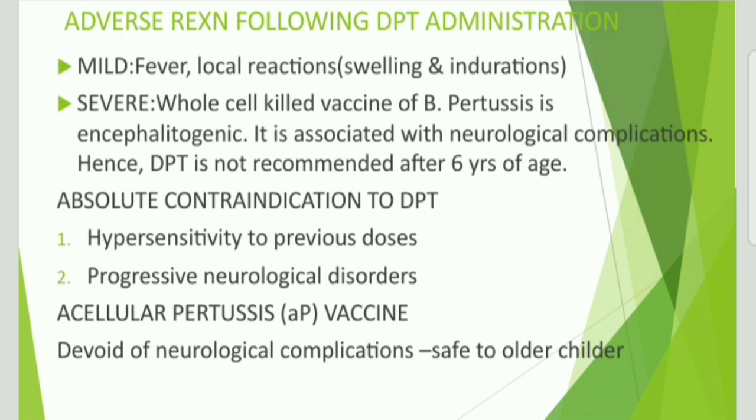So, the absolute contraindications to DPT are very important. The first one, if the patient is hypersensitive to the previous dose. Secondly, if the patient has progressive neurological disorders. In these two conditions, it is contraindicated. And I already told you that DPT is not safe to use in children above the age of 6 years. What will we do here? Here we have the acellular pertussis vaccine. This form of pertussis vaccine is devoid of neurological complications and is given safely to older children.